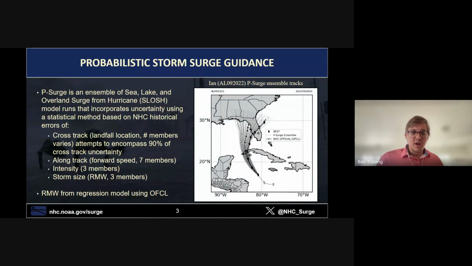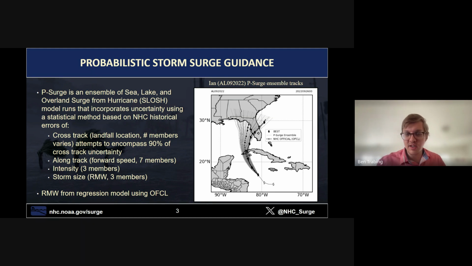Just want to give you, first off, some background of how we actually forecast storm surge from the storm surge unit perspective. We actually use the probabilistic storm surge model called P-Surge. P-Surge is an ensemble of SLOSH model runs, which stands for Sea, Lake, and Overland Surges from Hurricanes. SLOSH is the hydrodynamical model that's being forced by the different wind perturbations that we're using. We base this on the NHC forecast, and we use historical errors to account for uncertainty in the cross-track direction and the along-track direction, and we have 3 different members that perturb the intensity of the storm as well. The last thing we incorporate is uncertainty with the storm size.